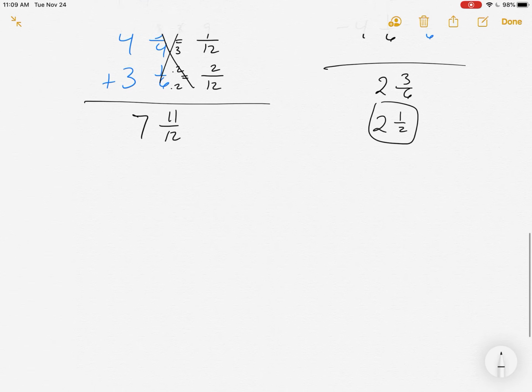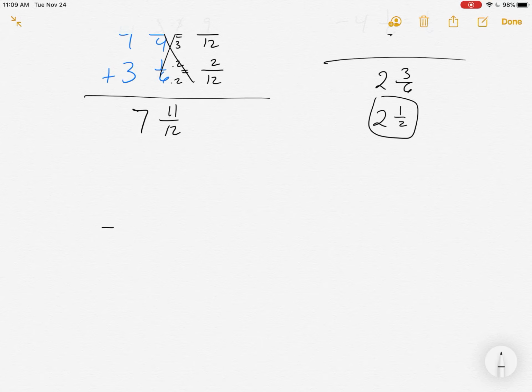Now, what if we had something like this? -10.5 times 1 3/5. Here the best thing to do would be to put them in their improper fraction form. So I don't know if you remember how to do that, but you take the 10 times the 2 and add 1. So 10 times 2 is 20 plus 1 is 21 halves. 1 times 5 is 5 plus 3 is 8 fifths.